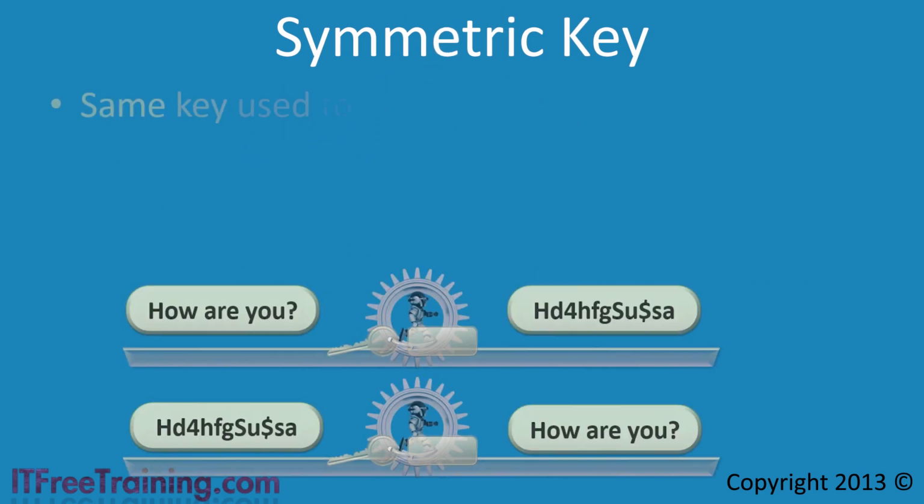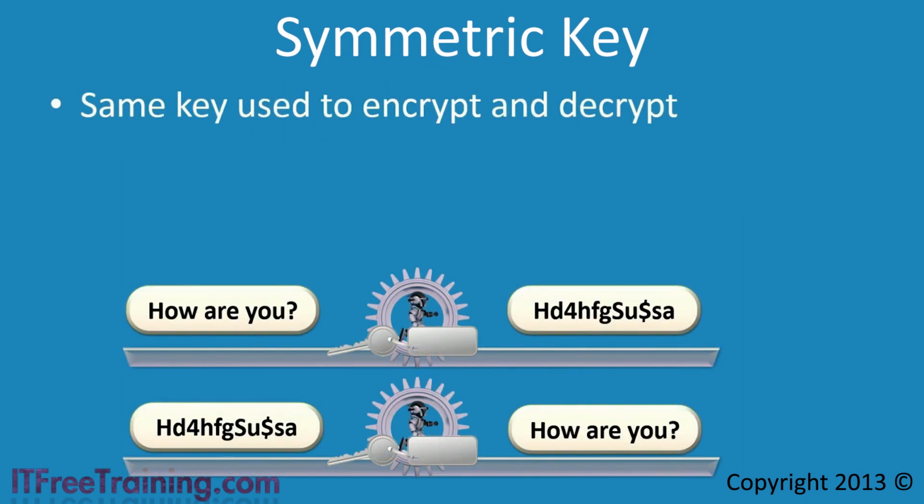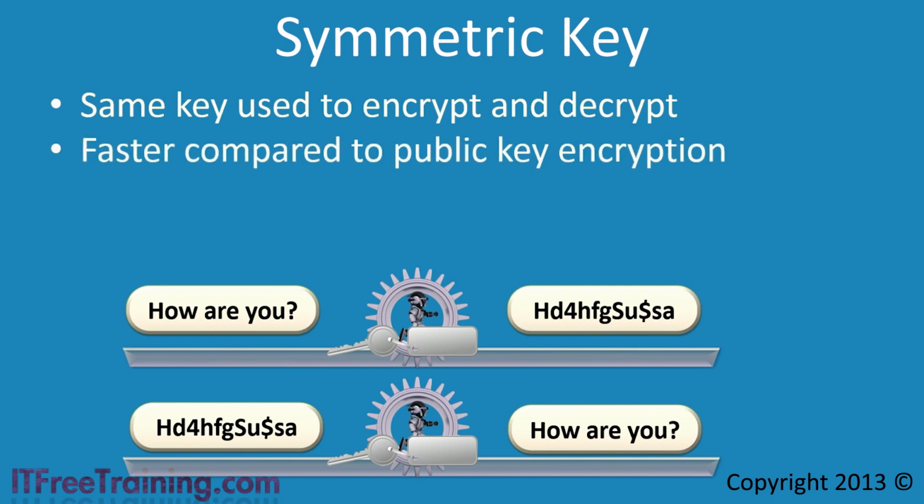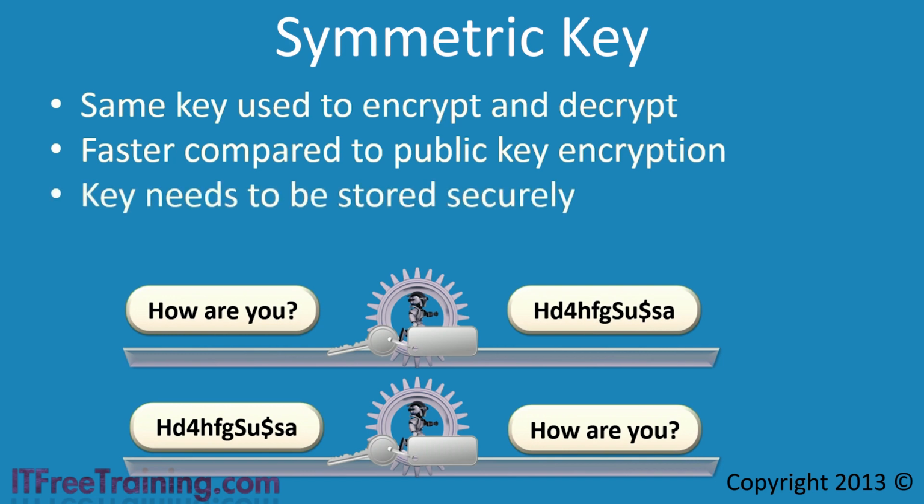Symmetric key encryption uses the same key to encrypt data as to decrypt data. This generally makes it faster than public key encryption. The problem with this method of encryption is in order for data to be decrypted, the key must be available. This causes two problems. The first problem is the key needs to be stored securely. If an attacker were to gain access to this key, they could decrypt any data that key was used to encrypt. It is common for symmetric keys to be stored in a safe place and only accessed when required.